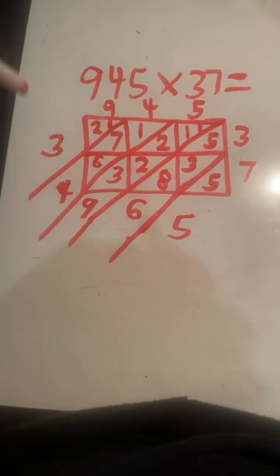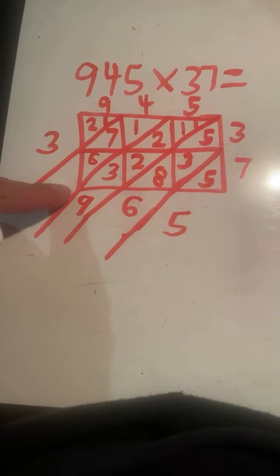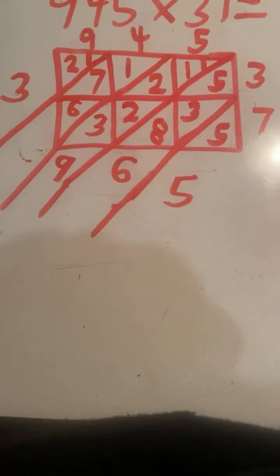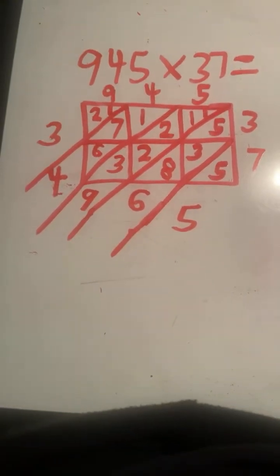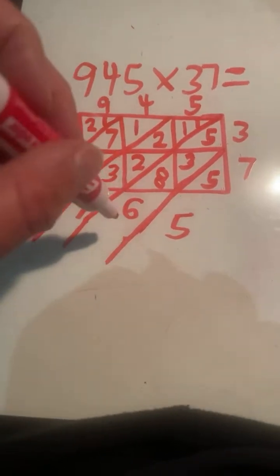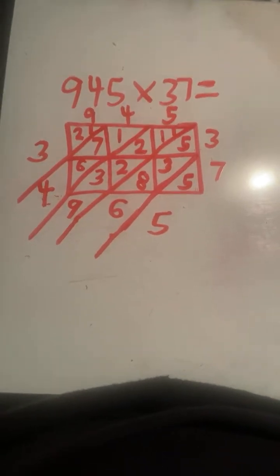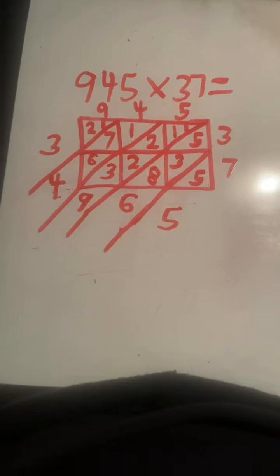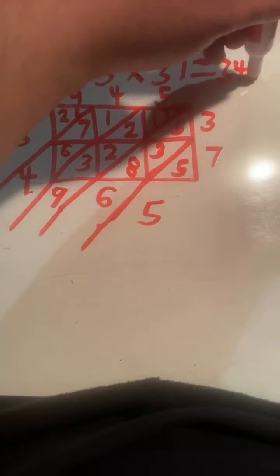So now we have our 3 in the 10,000s place, our 4 in the thousands place. Let me make my 4 a little bit neater. A 9 in the hundreds place, a 6 in the tens place, a 5 in the ones place. And we have our final answer, 945 times 37 equals 34,965.